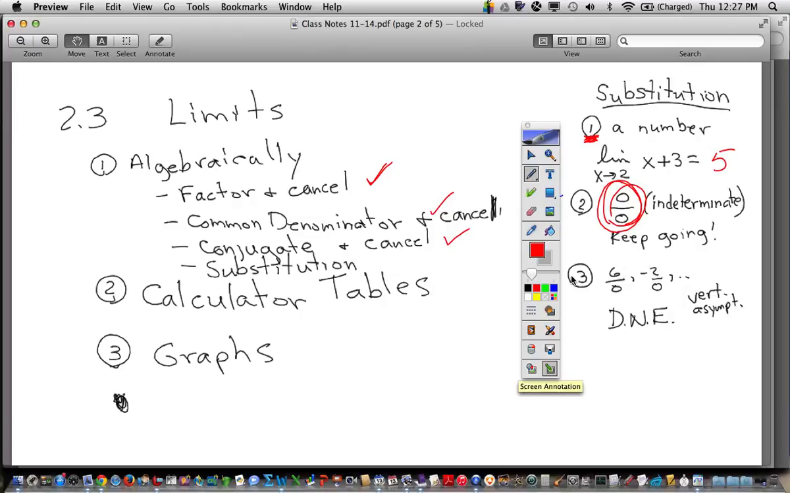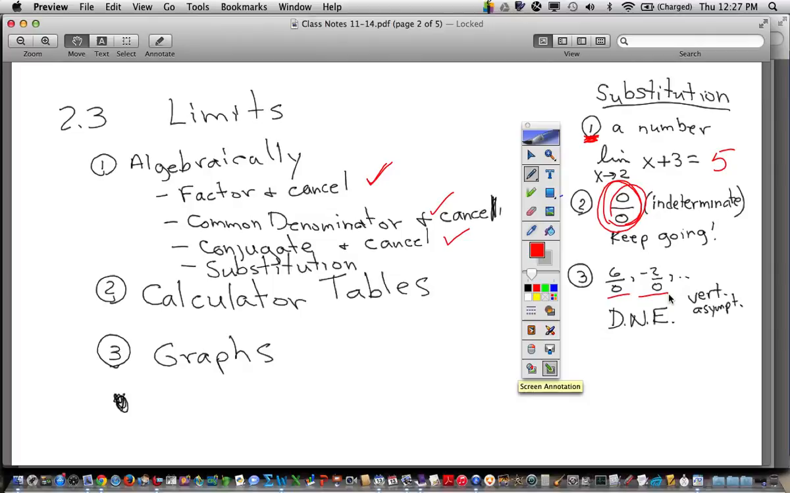Now, sometimes when we plug in to do substitution, we get 6 over 0 or negative 2 over 0. Well, then we say the limit does not exist. Okay? We say the limit does not exist if we get 6 over 0 or 2 over 0. And I mentioned this yesterday, somebody in the other class asked, what if you get 0 over 4? What if the zero's on top? That's 0, right? That's it. That's your answer, 0.